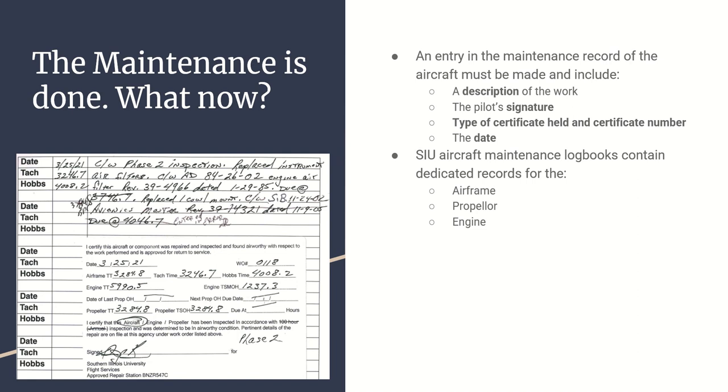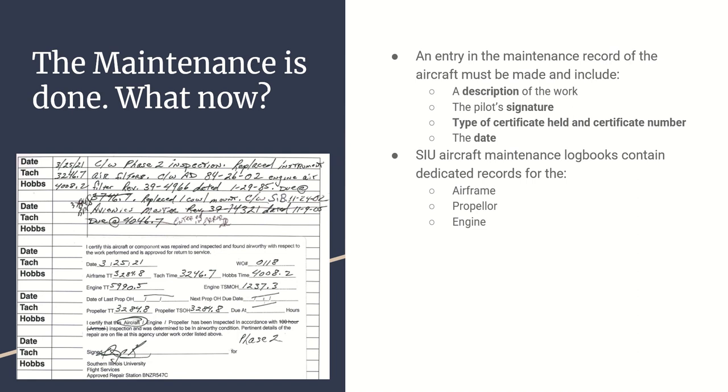When things are done to any of these things, right, there are four things that need to be entered into the logbook. So you've got a description of the work, so what was done, the pilot signature, a date that it was done, and then their certificate and certificate number, right, to make sure that they are appropriately certificated and rated to perform whatever maintenance they completed.